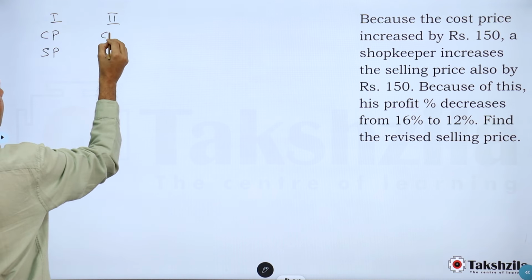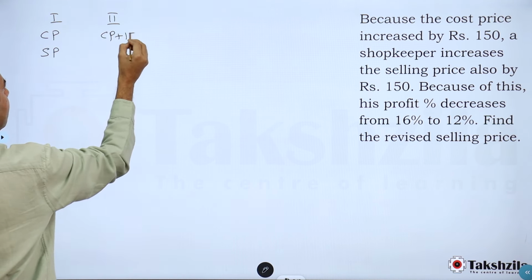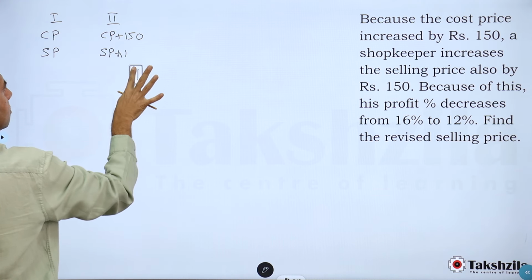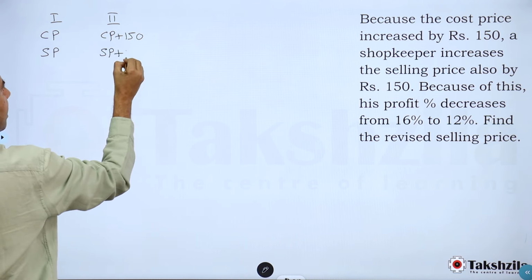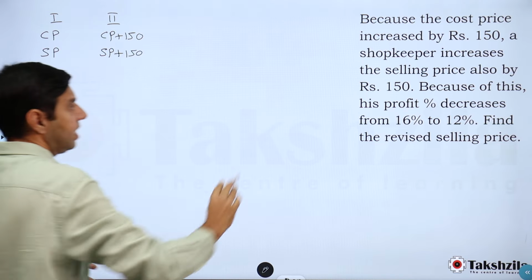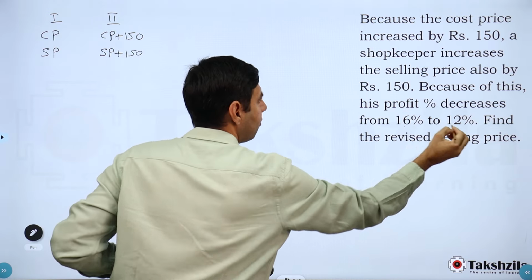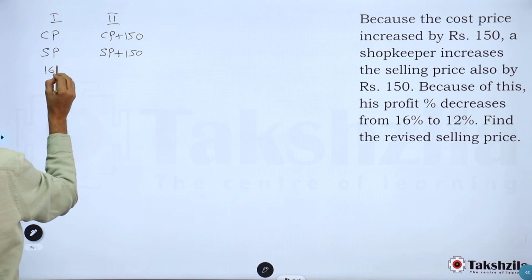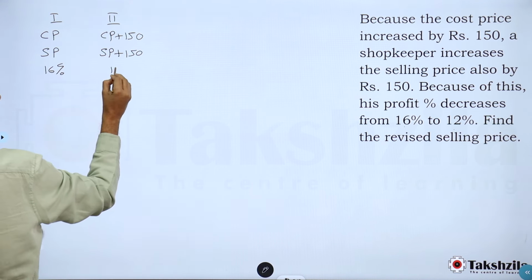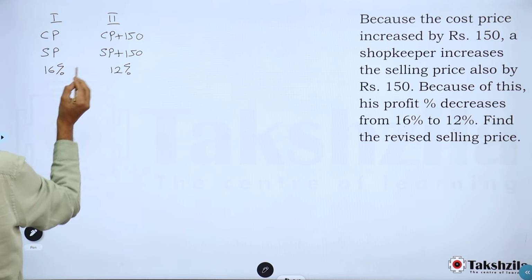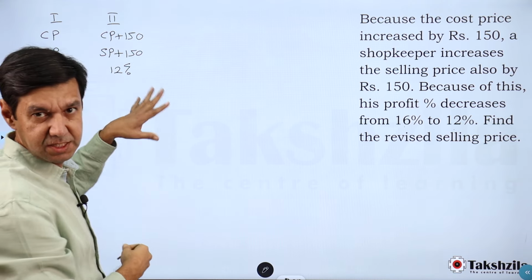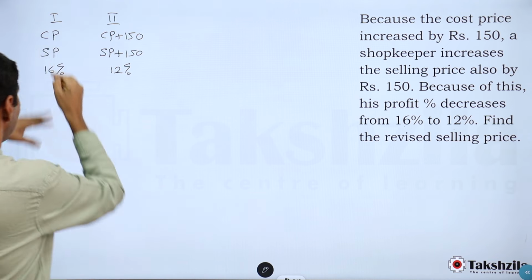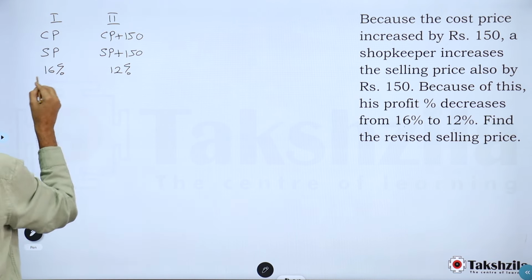Then the cost price becomes cost price plus 150, and the selling price becomes selling price plus 150. So far so good. And now think and look at what have we not used. We have not used the profit percentage. So then we come to profit percentage. This is a 16% profit and this is a 12% profit. So we need to link these data: cost price, selling price, profit percentage. So I can find one equation over here.